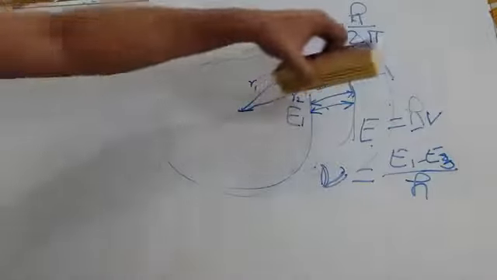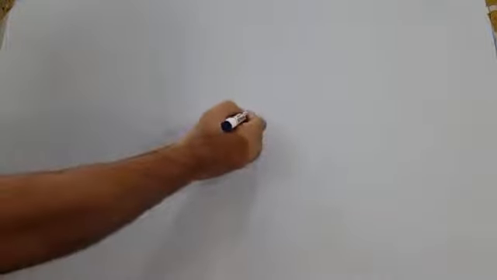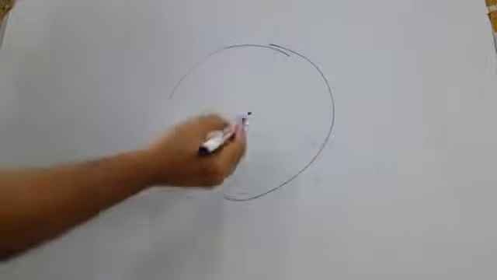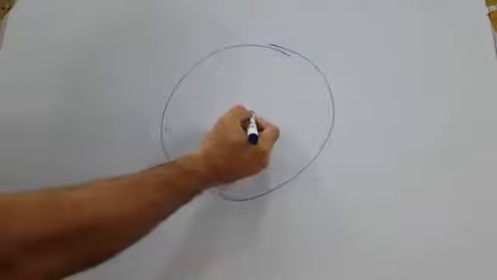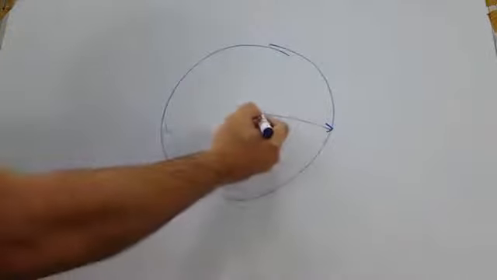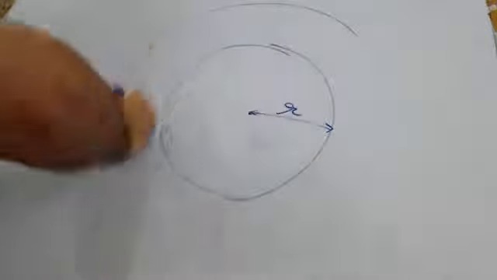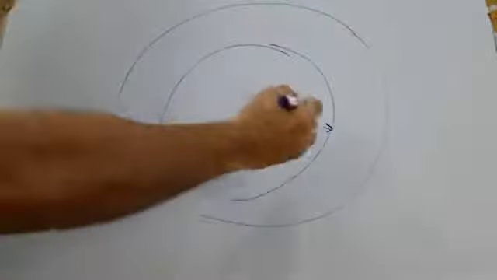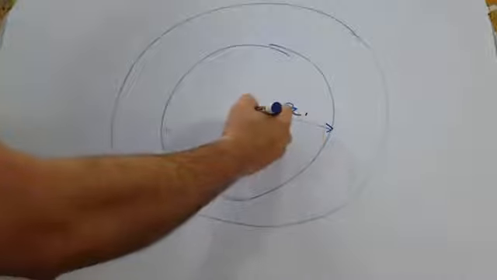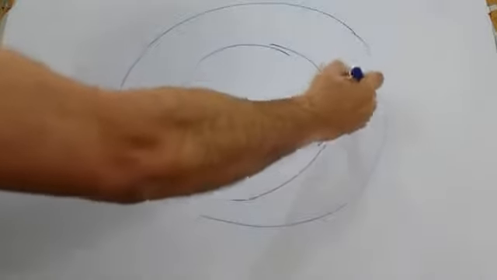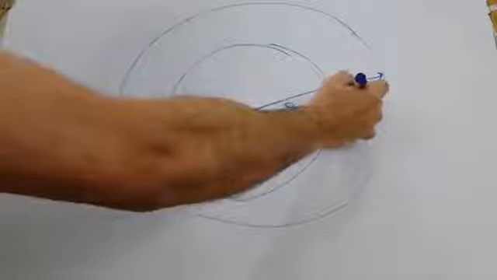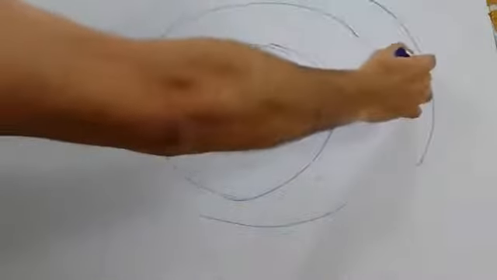Let us go ahead with the calculations. Now let us calculate how Bohr could give an equation to find out this R, any R. See, this is R1, this is R2, and so on.